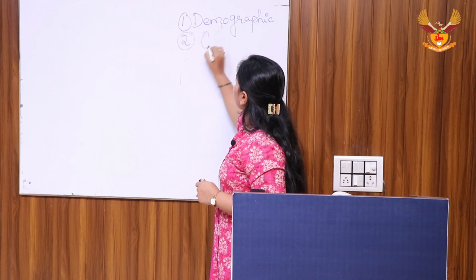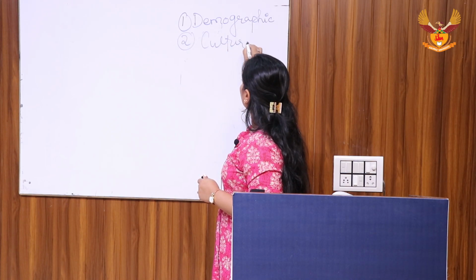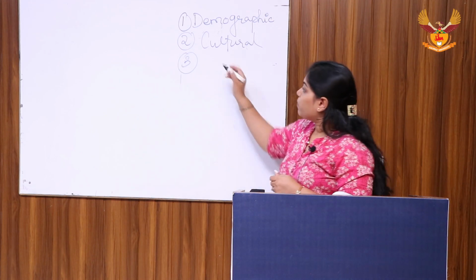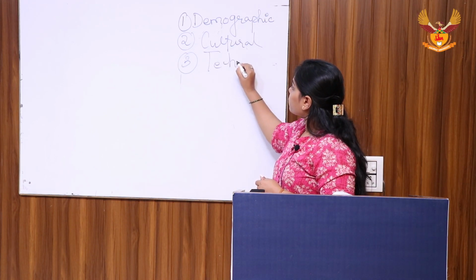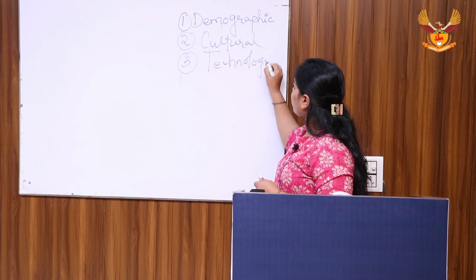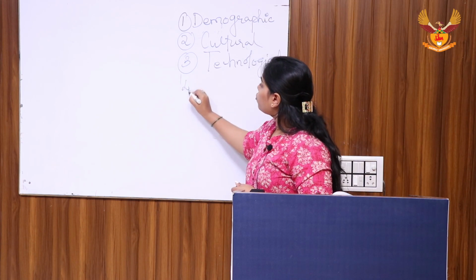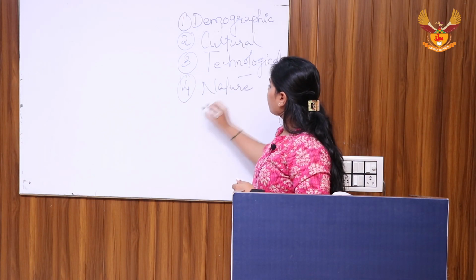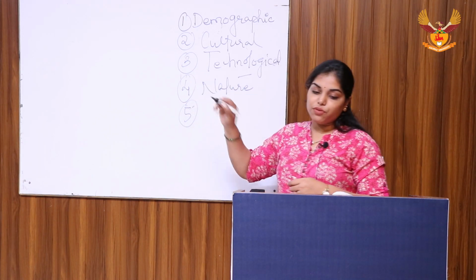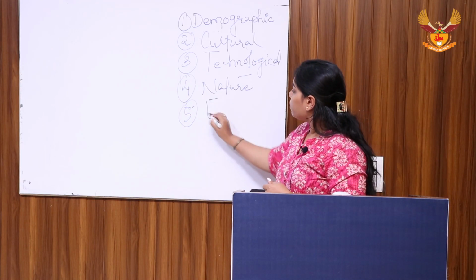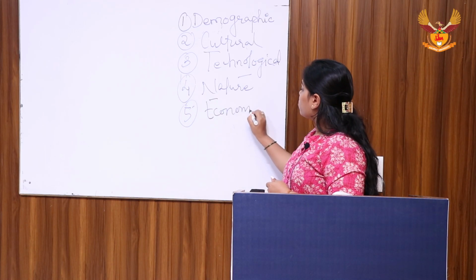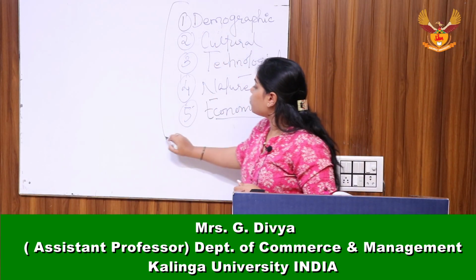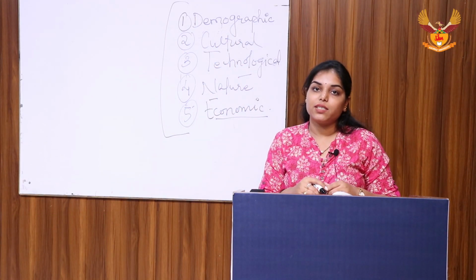Second interface is cultural. Then third interface will be technological. Fourth interface will be nature. And fifth interface is your economic. So all these are different types of interfaces which are related to your business.